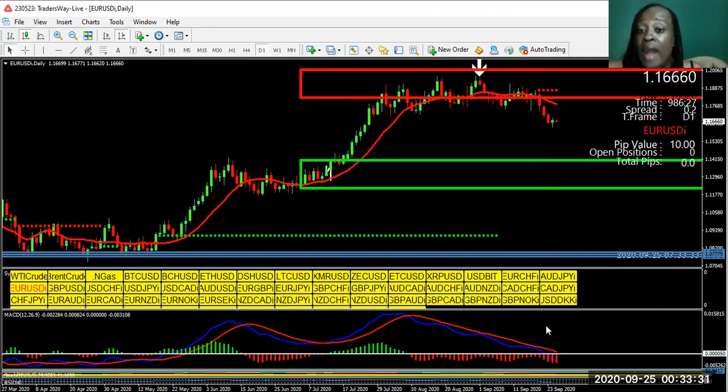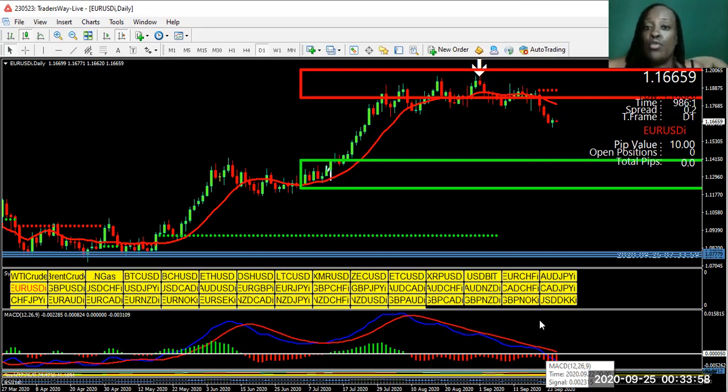We also have our MACD that confirms that movement, right? Simply because it has already proceeded below the center line. I call it the 0, 0 line of the MACD. When that happens on your MACD, the trend is actually changing. And so that's what's happening on the daily.